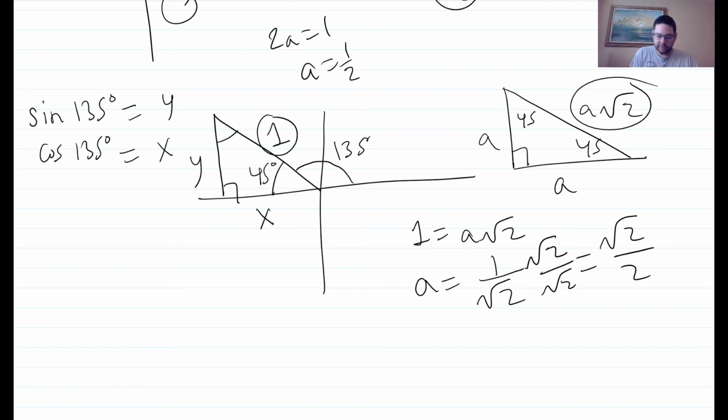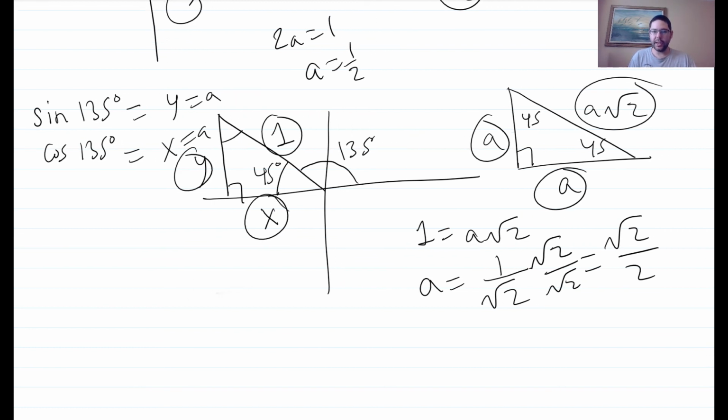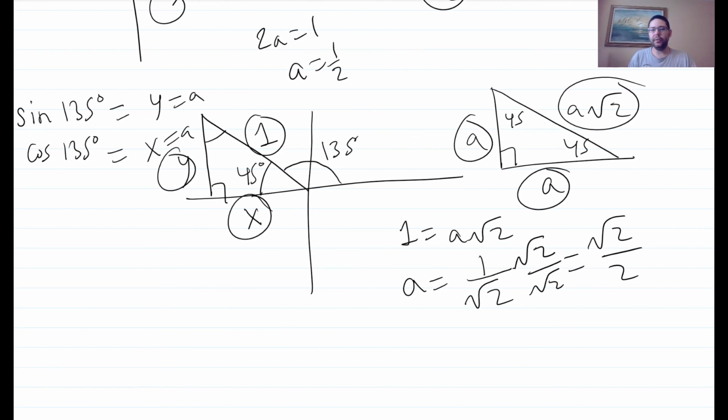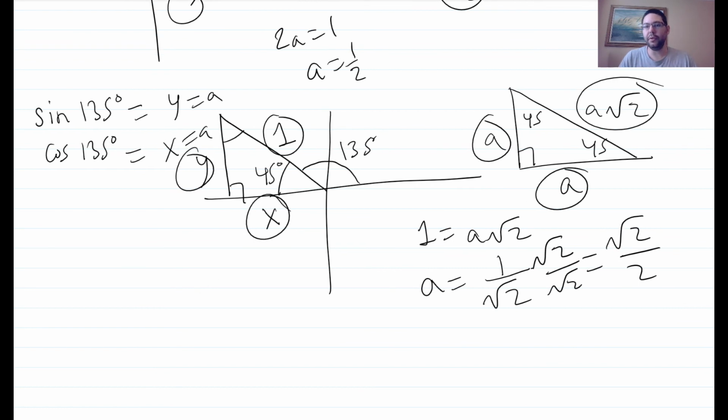So I know that x is equal to a, and so is y. So that means they're both equal to square root of 2 over 2. So we know that the coordinates are square root of 2 over 2 and square root of 2 over 2. However, what are the signs? Well, we're in quadrant 2 right here. I said quadrant 3, but this is quadrant 2. So x has to be negative, y has to be positive.